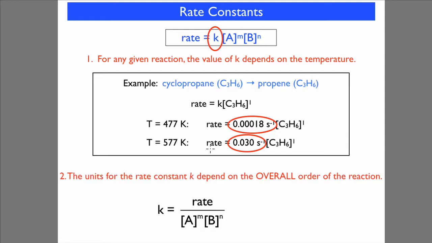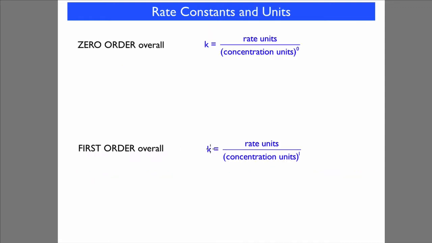The units for the rate constant K depend on the overall order of the reaction. So the rate is always in moles per decimeter cubed per second, and we've got the concentration units in moles per decimeter cubed. For zero order overall, you've got K equals rate units over concentration units to the power of 0. So we've got moles per decimeter cubed per second over moles per decimeter cubed to the power of 0, which is the same as having it over 1. So the units are just moles per decimeter cubed seconds to the minus 1 for zero order.